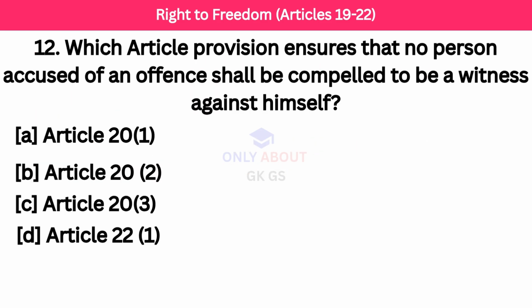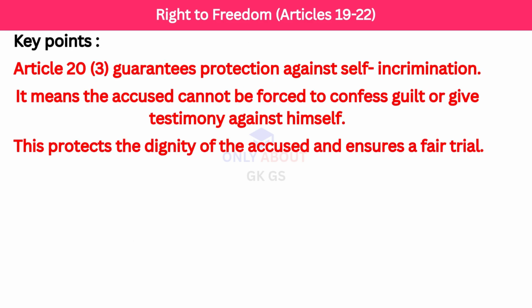Next question. Which article provision ensures that no person accused of an offence shall be compelled to be a witness against himself? Correct answer, Article 20 Clause 3. Article 20 Clause 3 guarantees protection against self-incrimination. It means the accused cannot be forced to confess guilt or give testimony against himself. This protects the dignity of the accused and ensures a fair trial.